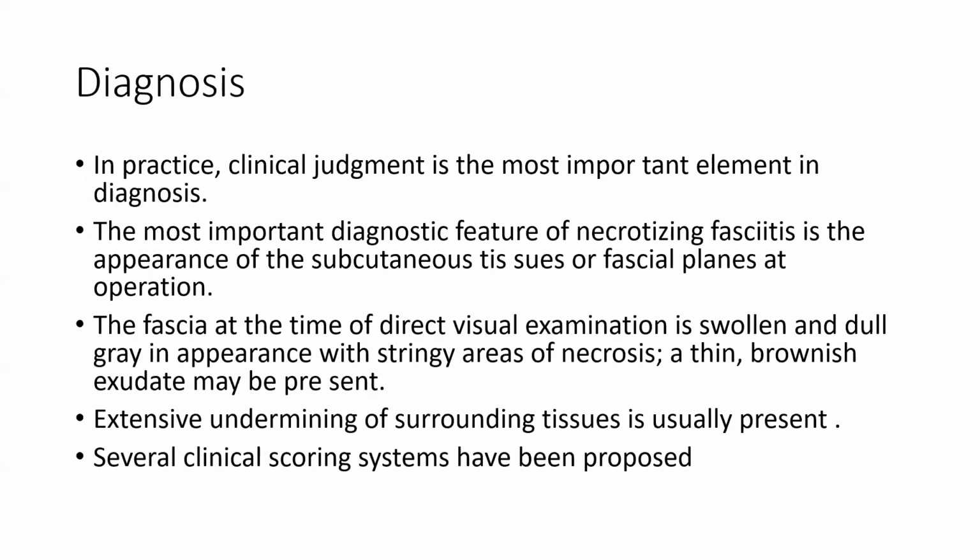Now, diagnosis. In practice, clinical judgment is the most important element in the diagnosis. The most important diagnostic feature of necrotizing fasciitis is the appearance of the subcutaneous tissues or fascial plane at operation. The fascia at the time of direct visual examination is swollen, dull gray in appearance with stringy areas of necrosis, and thin brownish exudate may be present. Extensive undermining of surrounding tissue is usually present. Several clinical scores have been proposed, but they are mainly used to exclude the infection.